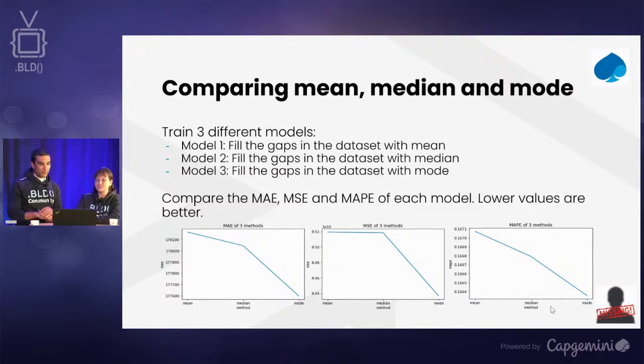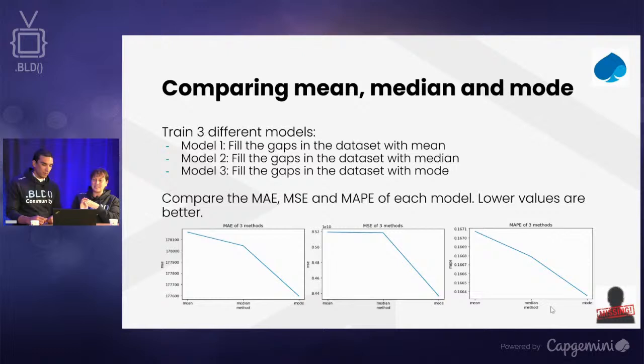Then lastly, you need to be able to compare the models with something. You can't just say you get the mean squared error, okay, this is doing well. You need to compare different models and then see if it's actually performing well. So we took three approaches. Firstly is just filling all the gaps with mean. Then we filled all the gaps with median. And lastly, we filled all the gaps with mode. So we've got three different models or three different approaches to compare.